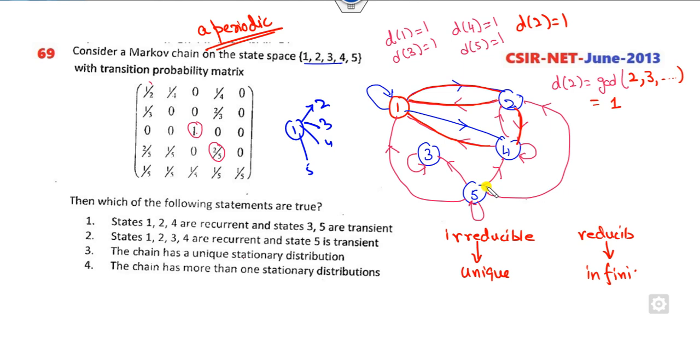Because from 1, there are only two ways you can go: 1 to 2 or 1 to 4. Fine. So if you go from 1 to 2, then 2 to 4, but 4 to 5 is not possible. 4 to 3 is also not possible. So it means you can never go from 1 to 3 or 1 to 5. It is not irreducible, because there are two states which are not connected, directly or indirectly. So this is reducible. Once this is reducible, what is the meaning of that?